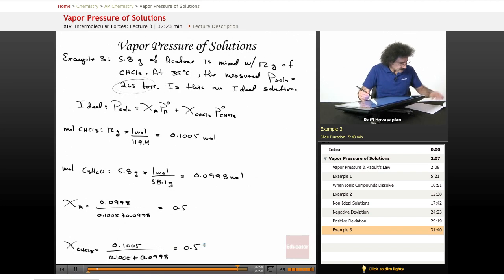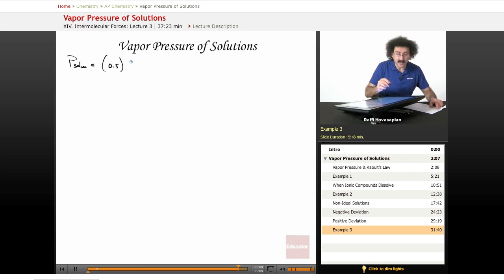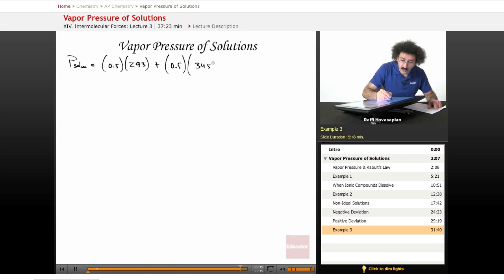Now, our P solution is equal to the mole fraction of A, 0.5, times its vapor pressure of the pure solvent at that temperature. For the case of acetone at 35 degrees Celsius, it's 293 torr. That's information that's actually given to you, or you can look it up. Plus 0.5, which is the mole fraction of the CHCl3, and its vapor pressure, at 35 degrees Celsius, pure solvent, is 345 torr. That is going to equal 319 torr.